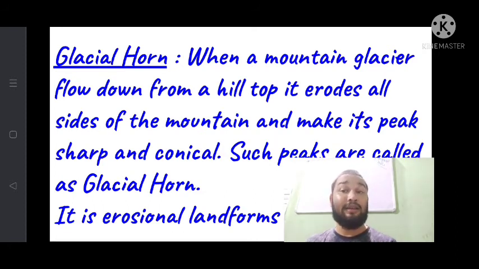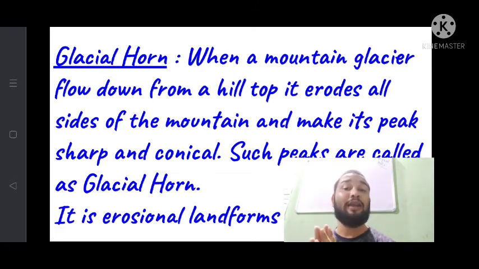See the definition. Glacial horn is an erosional landform created by the glacier. You may ask in the exam, glacial horn is a, point 1 in MCQ, number 1 erosional landform, number 2 depositional landform, number 3 transportational landform, number 4 none of these. You have to write glacial horn is an erosional landform created by a glacier. Okay, see the definition of glacial horn. I will show you the picture also.